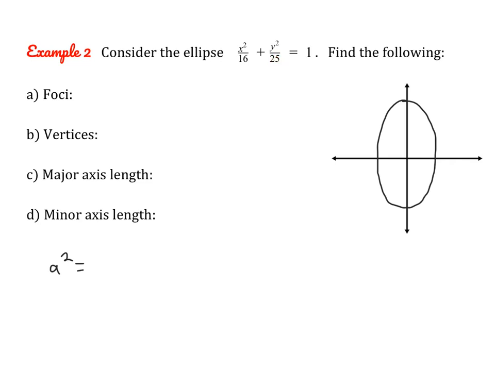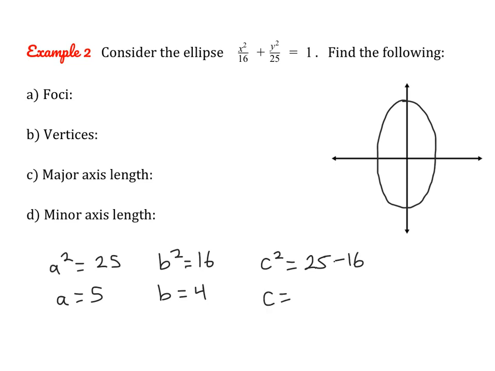Now, in this case, again, I want to reiterate, a squared is always the larger denominator. So a squared is 25, which means that a is 5. b squared is 16, which means that b is 4. And then we can do c squared equals a squared minus b squared, the formula that's associated with an ellipse, and we get c squared equals 9, so c is 3.